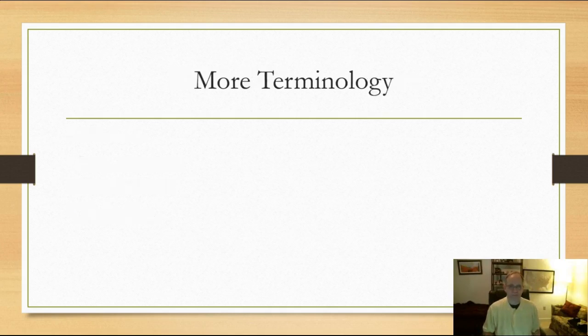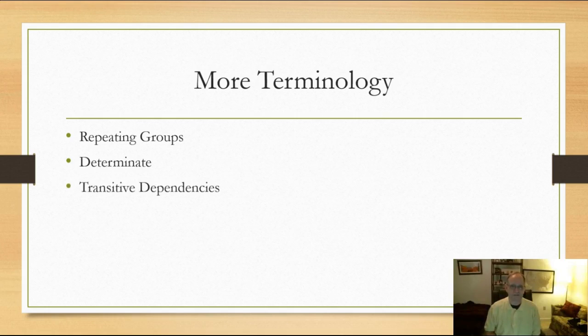normalization. We have some more terminology here, which is more specific to normalization and may or may not have been repeated in some earlier lessons, but it won't hurt to review it again if we have mentioned it. The first one is repeating groups. We're going to talk about determinants. We're going to talk about transitive dependencies.